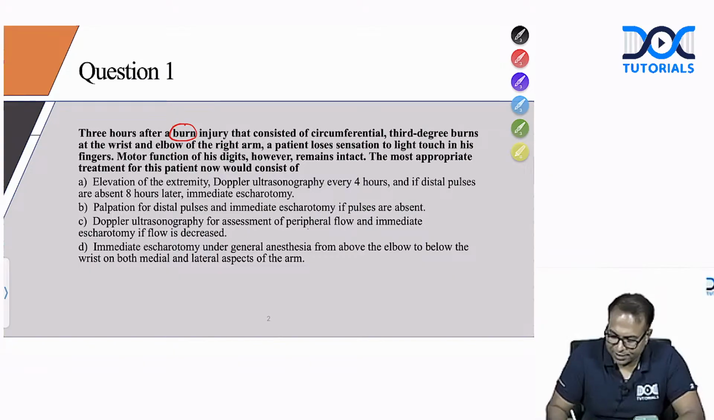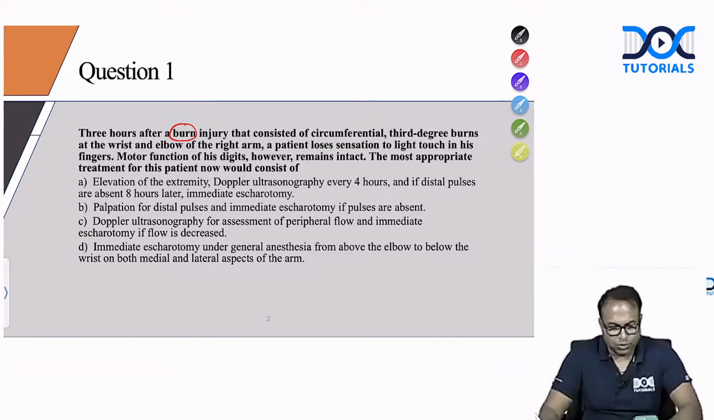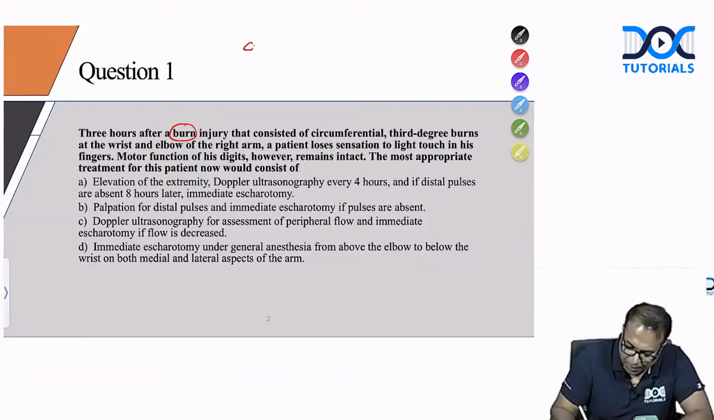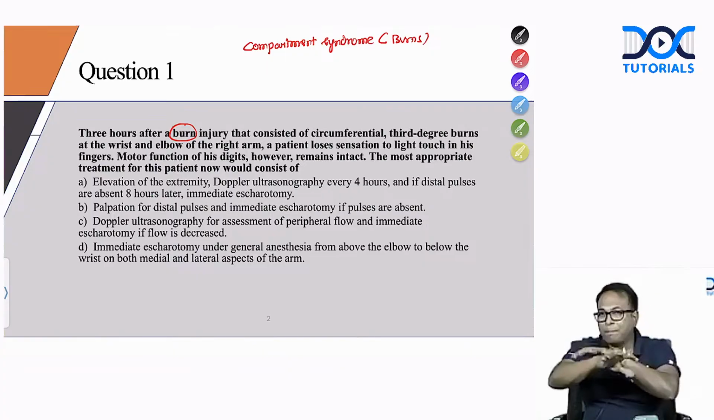Doppler ultrasound for assessment of peripheral flow and immediate escharotomy if flow is decreased. Or, immediate escharotomy after general anesthesia from above the elbow to below the wrist on both the medial and lateral aspects. So this question is discussing compartment syndrome. Please understand the concept. Compartment syndrome caused by burns. Circumferential burns in the upper limb cause a compartment syndrome.